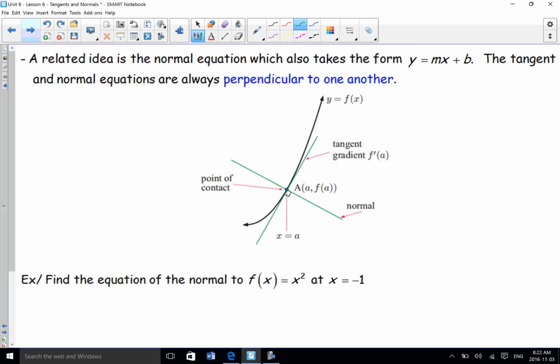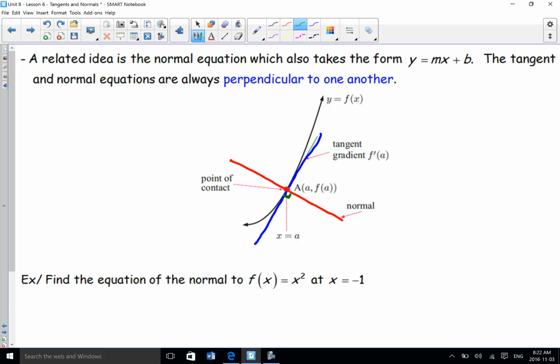Okay. A related idea is another equation that's called the normal. The normal is the perpendicular to the tangent. So, for example, we have this line that goes right here. This would be my tangent at A. Well, the line that goes this way would be the normal. They go through the same point because we're talking about a single point on the graph, but they are perpendicular to one another. So there's always this right angle here.